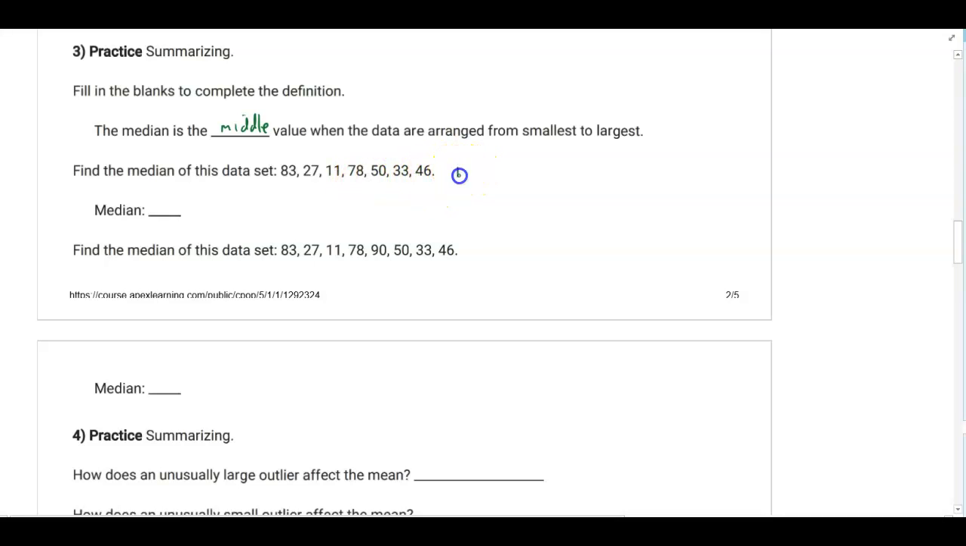So what I like to do is go 11, then I look and I see 27, then I see 33, then 46, 50, 78, and 83. And I'll always double check. I have 1, 2, 3, 4, 5, 6, 7 pieces. Now, since I have an odd number of data, I know right away I'm going to have one exact middle. So to find the middle, I think sometimes for kids it's easier just to take one off each end. And when I look, I have one middle left, which is 46.